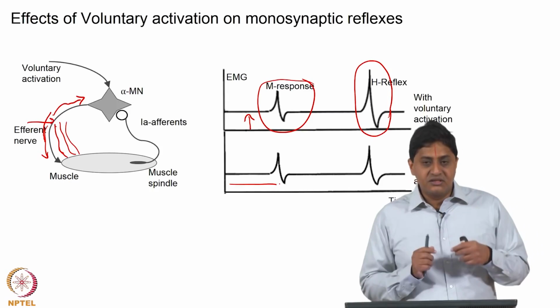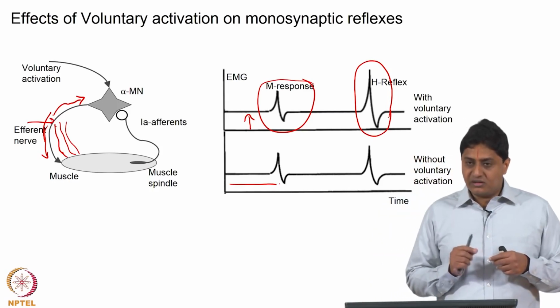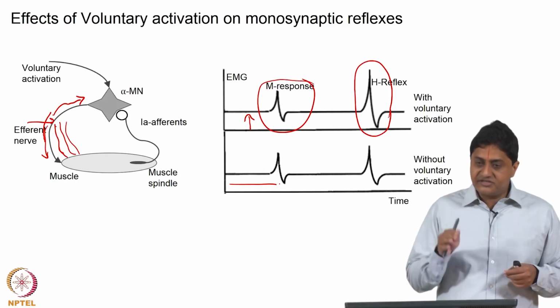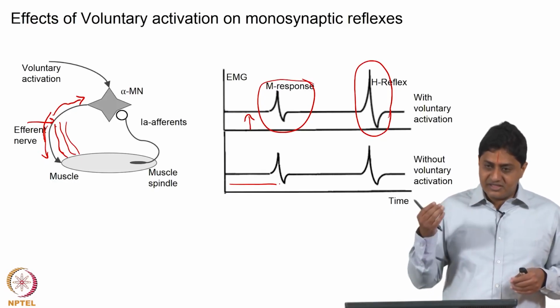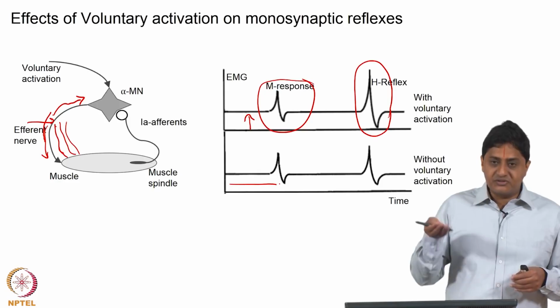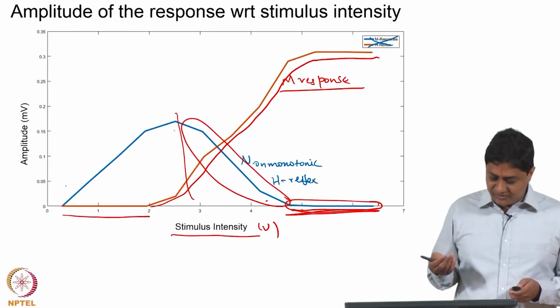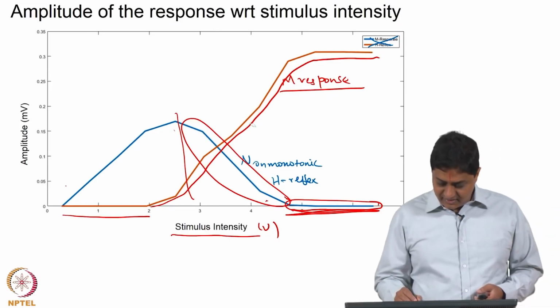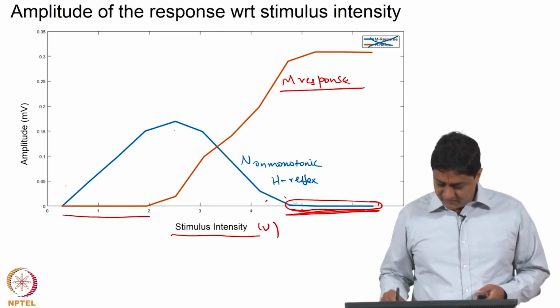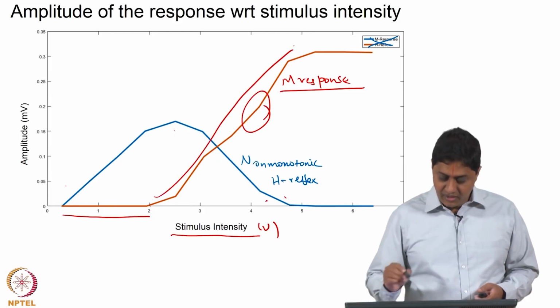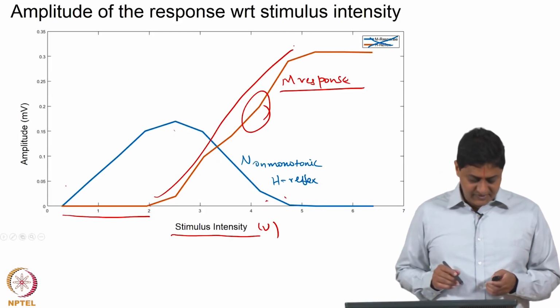The alpha motor neuron with the smallest diameter, until it gets recruited, the amplitude can be increased, and as the stimulus amplitude keeps increasing, the response will keep increasing, which is what you see as the red plot here. So, it is a relatively monotonic response. This is what happens with the M response.